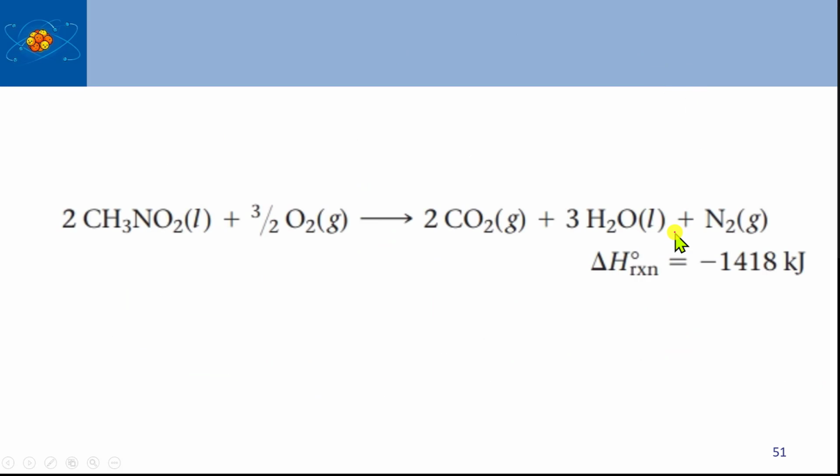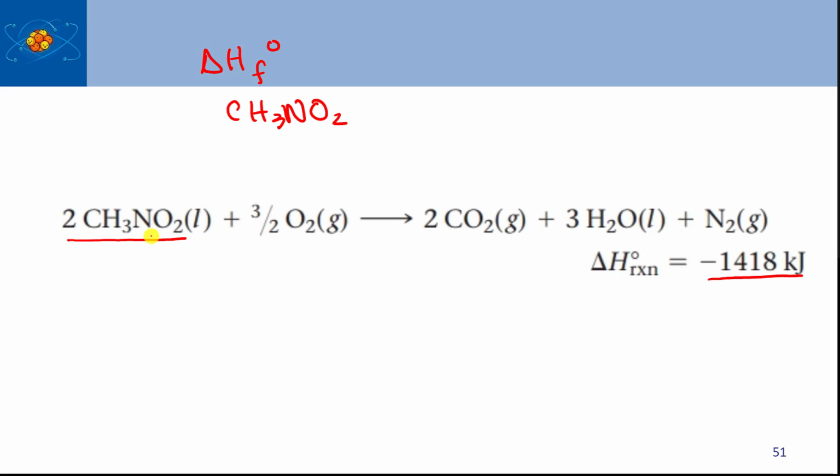Now, one last thing I wanted to go over, and then I'm going to cover a little bit about standard conditions. This is actually from a homework problem, I believe. And they're actually asking you to calculate delta H of formation for CH3NO2. And actually what they do is they give you this energy, right? They say that's the heat of the reaction. So how do you calculate? They want you to calculate this substance's standard enthalpy of formation.